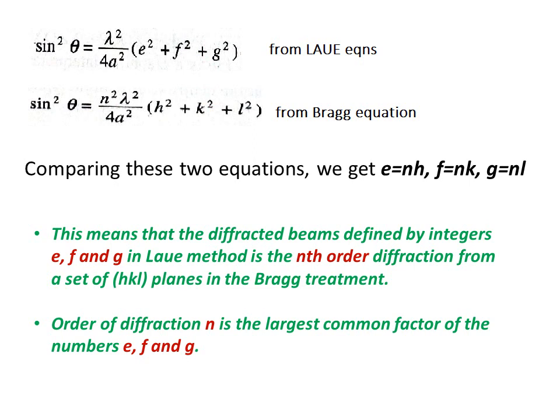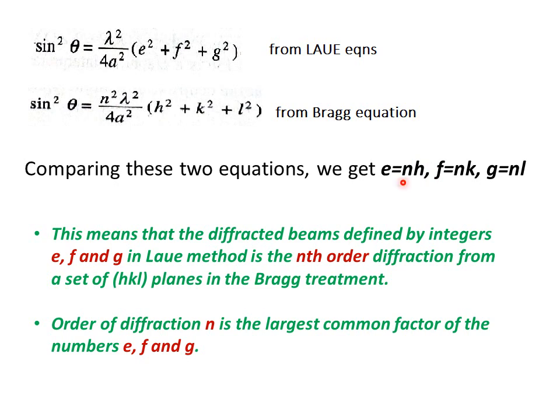Since we obtain that e is equal to nh, f is equal to nk, and g is equal to nl, e, f and g are the integers which we used for representing the LAUE condition along the a direction of atoms, b direction of atoms, and c direction of atoms, let us say. So that means the diffracted beams defined by the integers e, f and g in the LAUE method can be taken to be the nth order diffraction from a set of hkl planes in the Bragg treatment.